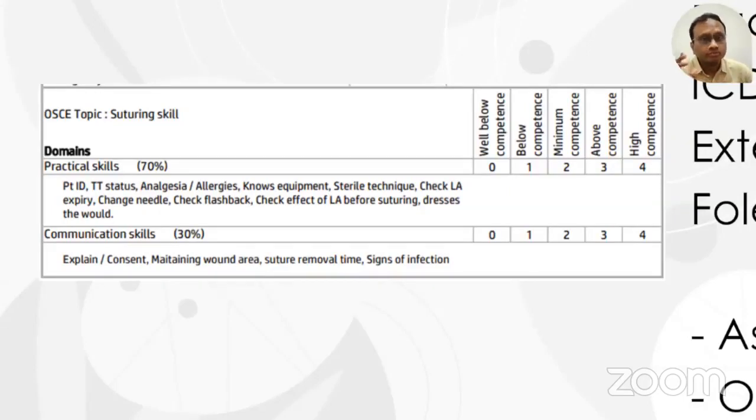So again, you will not be feeling confident after this station. So don't worry about the result. Your approach is going to matter. So any communication skills stations, they are difficult. Any psychiatry stations, again, they are difficult.